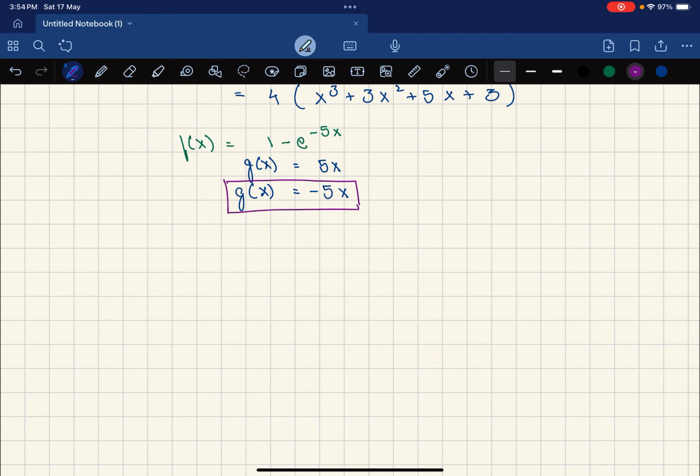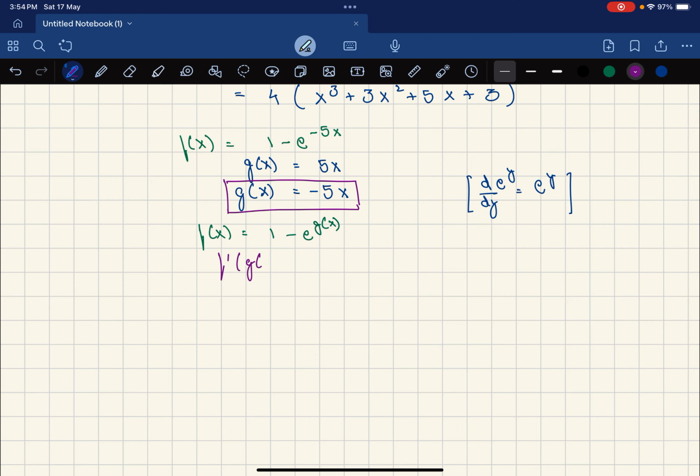So we have f(x) = 1 - e^(g(x)), where g(x) is -5x. Now another basic rule for derivatives is that the derivative of e to the power y with respect to y is e to the power y itself. So for e to the power y, the derivative is the same as the function itself.